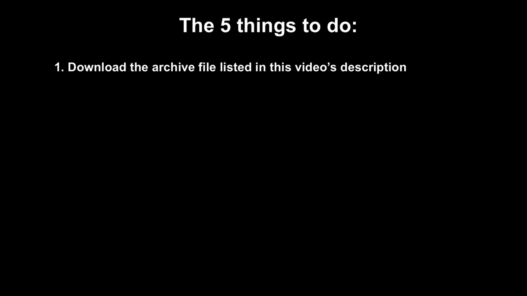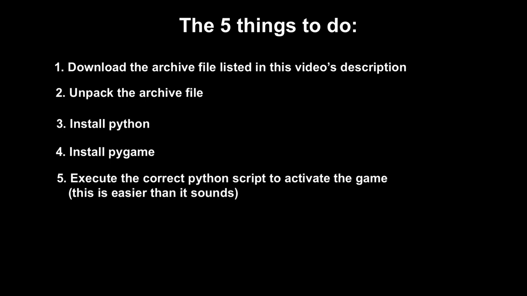Installing the game on Windows requires 5 steps. Step 1, download the archive file listed in this video's description. Step 2, unpack the archive file. Step 3, install Python. Step 4, install Pygame. Step 5, execute the correct Python script to activate the game.